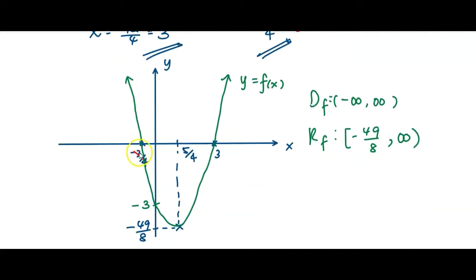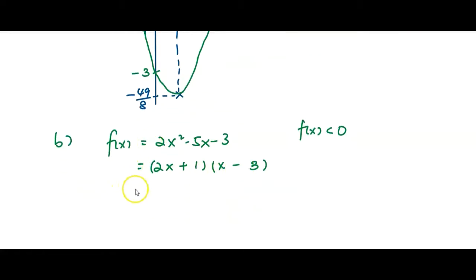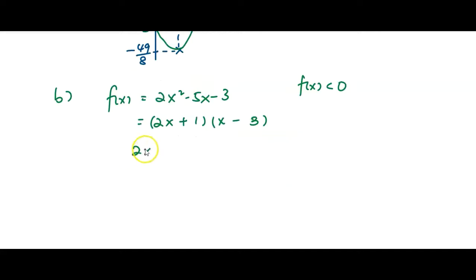So I will just correct here. That is negative 1 over 2. This point has the coordinate negative 1 over 2, 0. Okay, continue. So I got 2x, x, and 3, 1. So you have your negative, positive. Expand back, see if you get back this function. You get negative 6x plus 1x, that is negative 5x minus 3. Yeah, it's correct. Then to solve f(x) less than 0, we can write this statement, that is 2x plus 1 multiplied by x minus 3 less than 0.